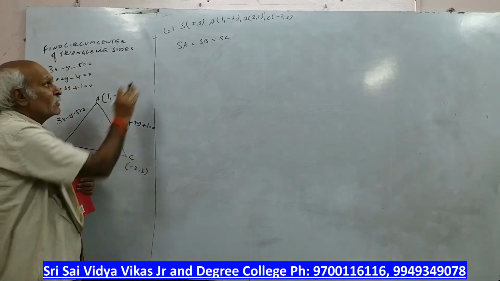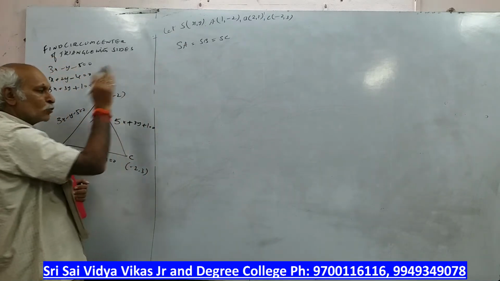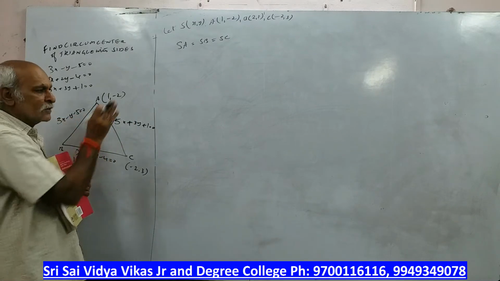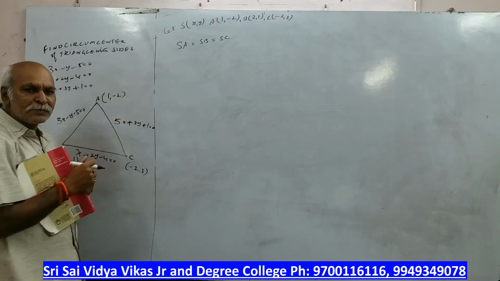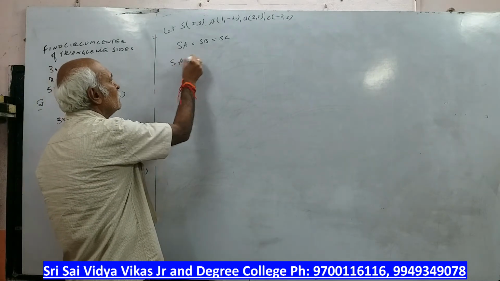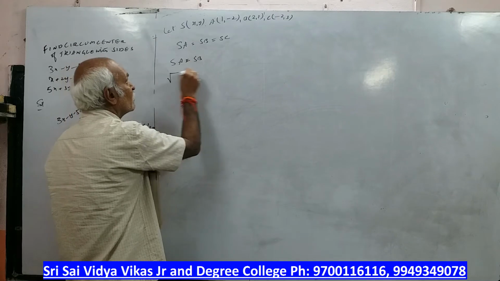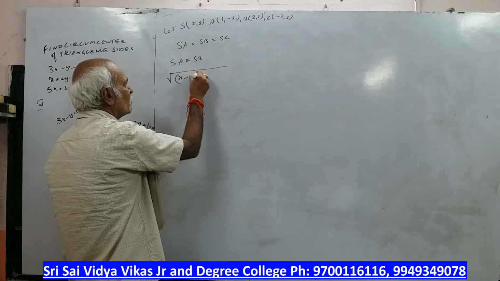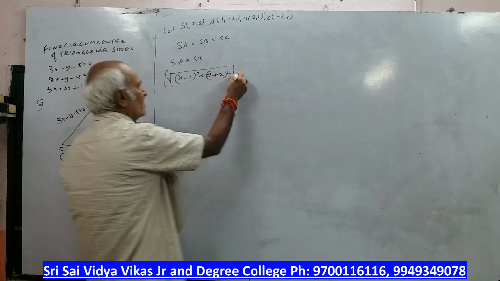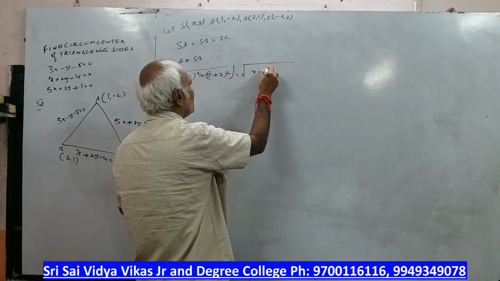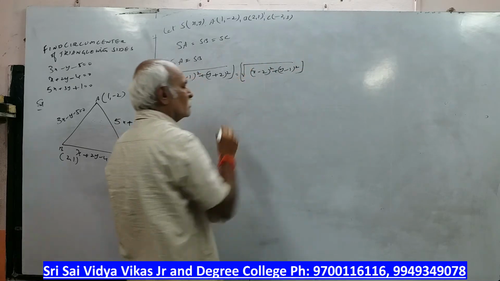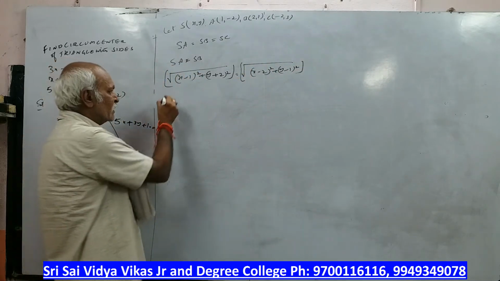So yesterday what we have done, from here we started the problem. Today we are finding the points. Generally it will be given for 7 marks, sir. Sometimes if you are lucky you will get the easier problem. Otherwise generally he will give you this. Now again SA is equal to SB. So root of x minus 1 whole square plus y plus 2 whole square is equal to root of x minus 2 whole square plus y minus 1 whole square. Square roots will get cancelled.